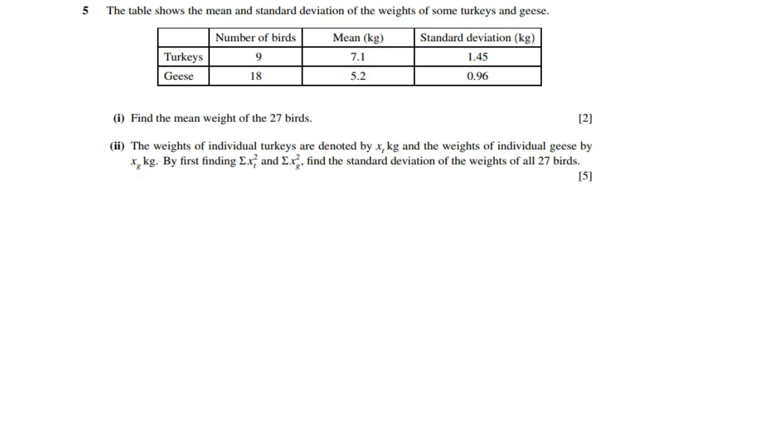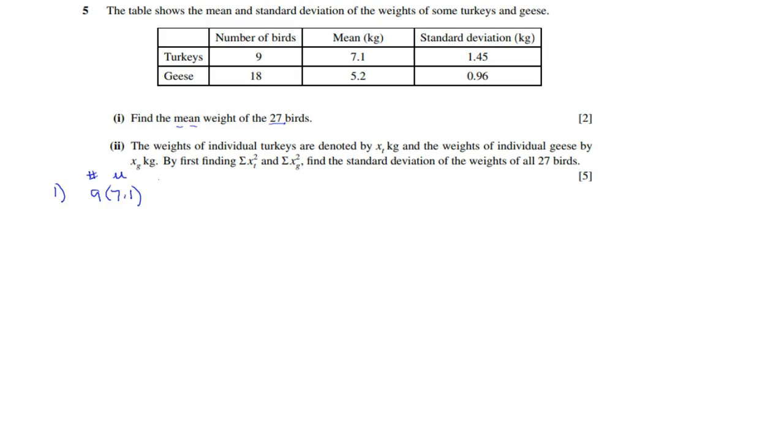Okay, on number 5, they give us a table that shows the mean and the standard deviation for these different turkeys and geese. And they want us to find the mean weight of all 27 birds. Alright, so basically all we're going to do is remember that we'll find the average. We need the total and divide by the number of things.